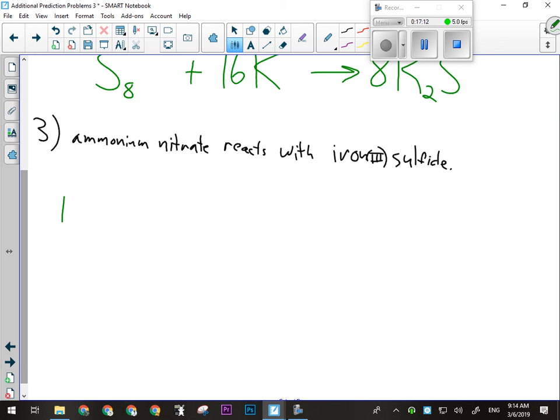So I'm going to write this thing out. I've got ammonium, which is NH4, and it's in a compound with nitrate, which is NO3. Right? Definitely an ionic compound. Ammonium is a +1, nitrate's a -1, so that compound is okay the way I've written it. It's reacting with iron 3 sulfide. All right, what does that Roman numeral tell me? The charge on iron, right? Okay, so iron is a 3+ charge. Sulfur is a -2 charge, so we're going to get Fe2S3.